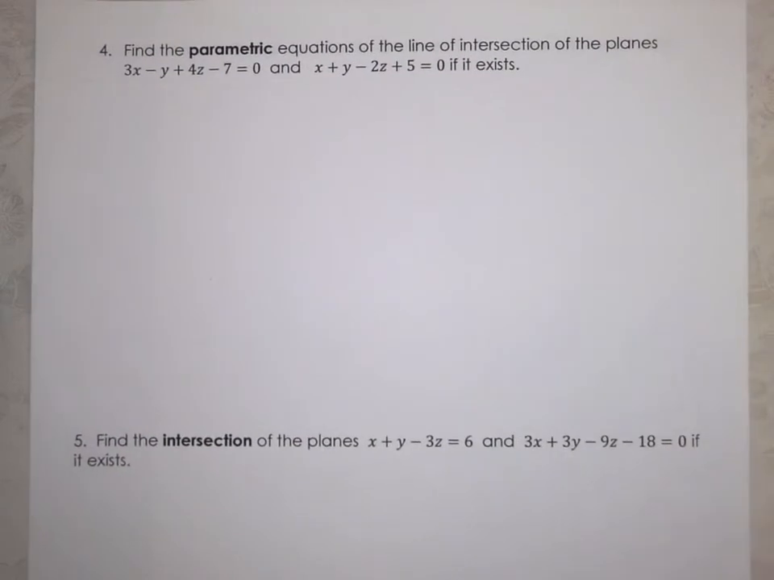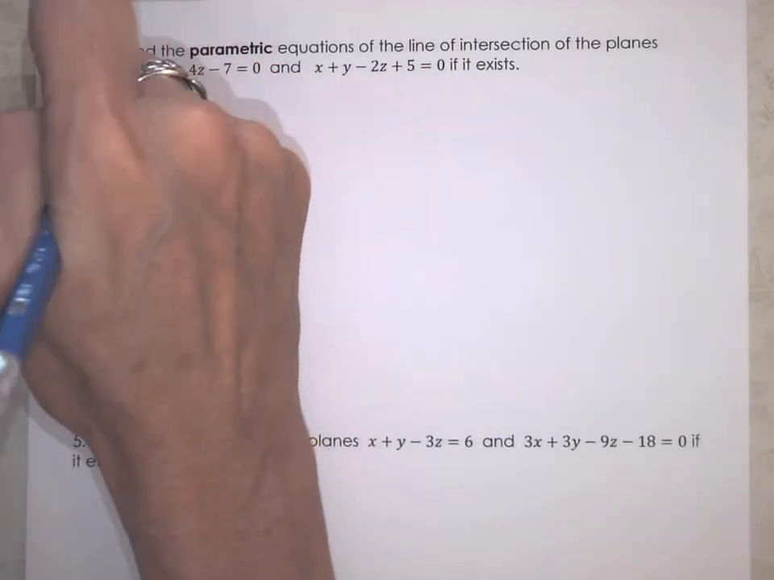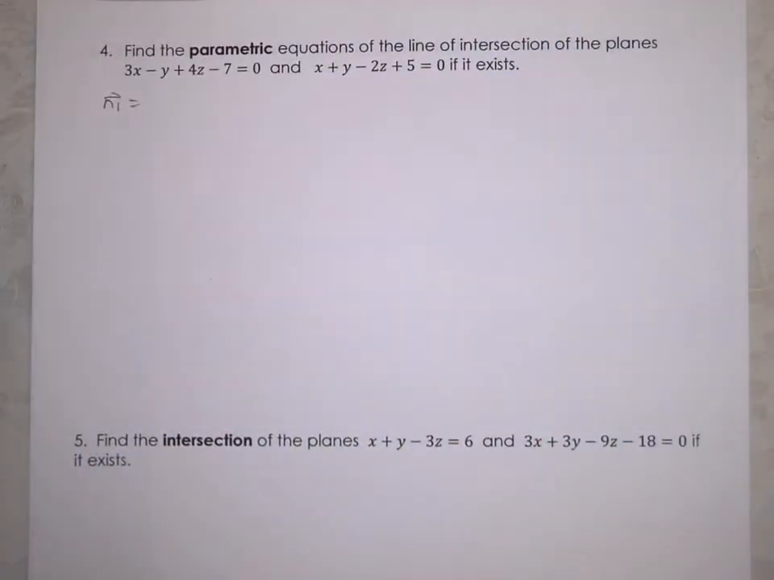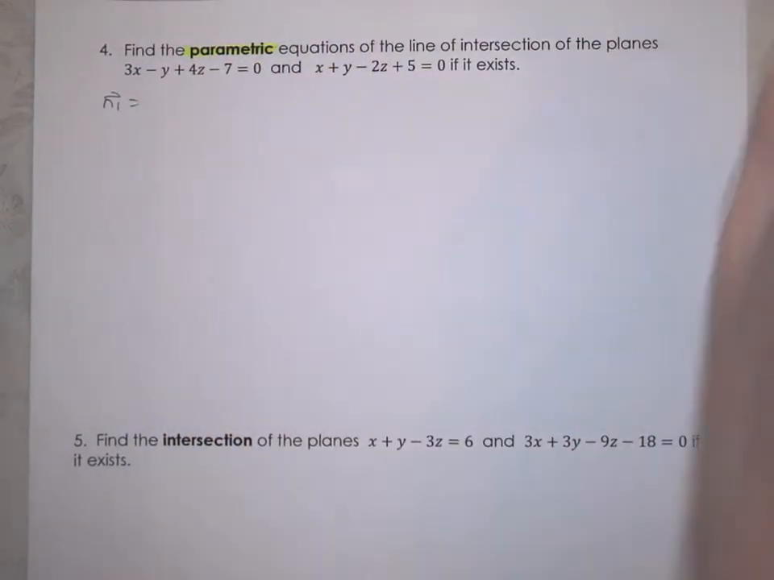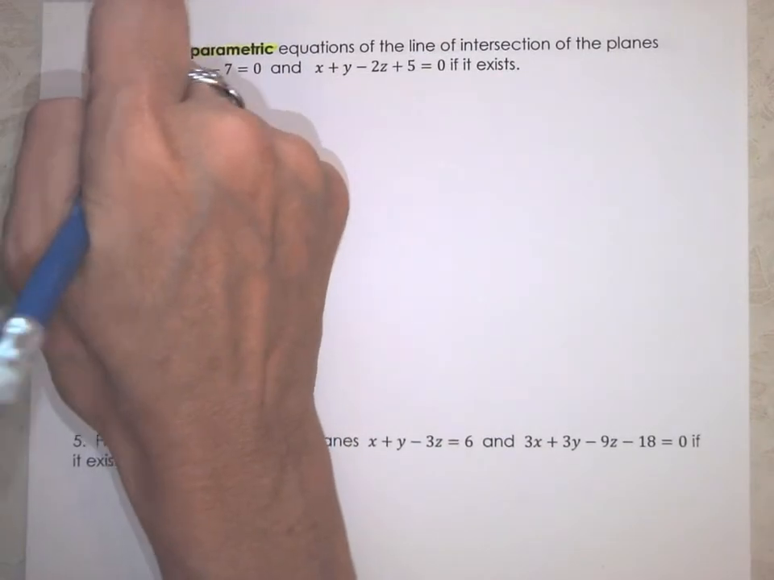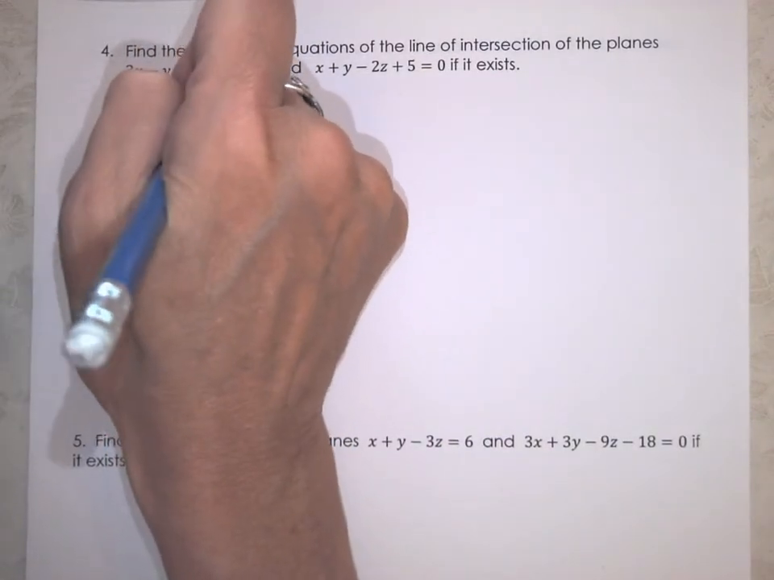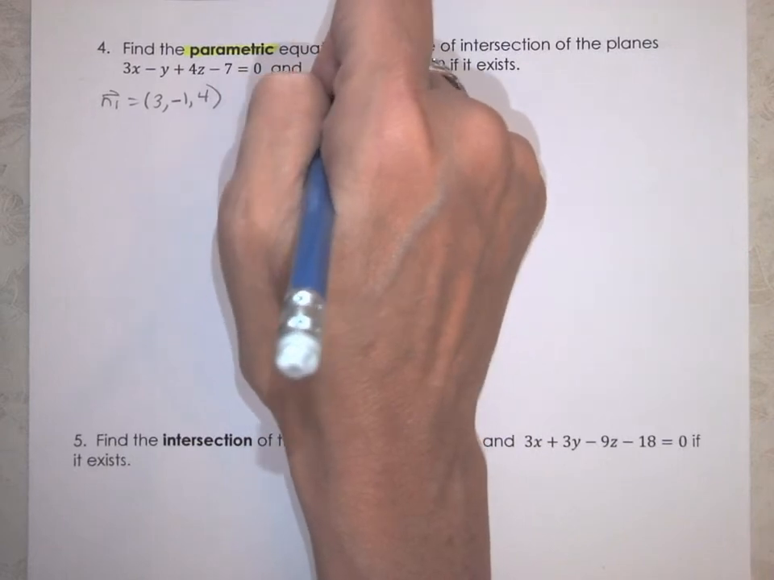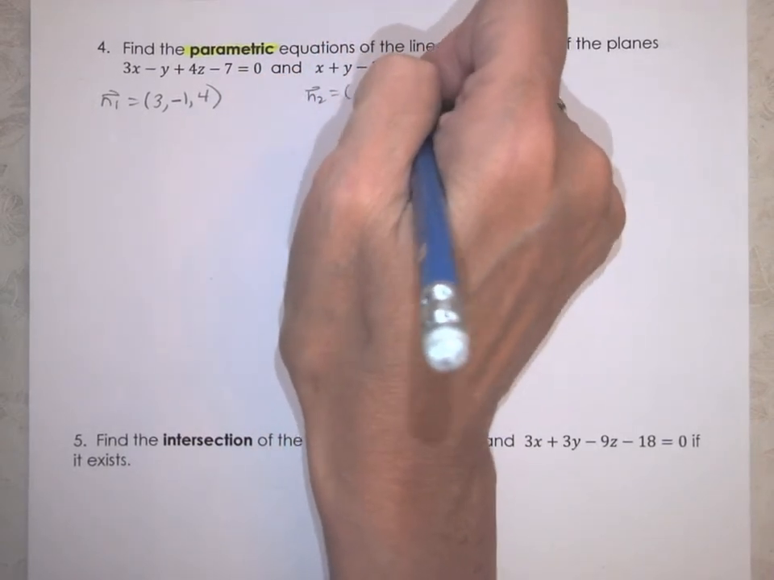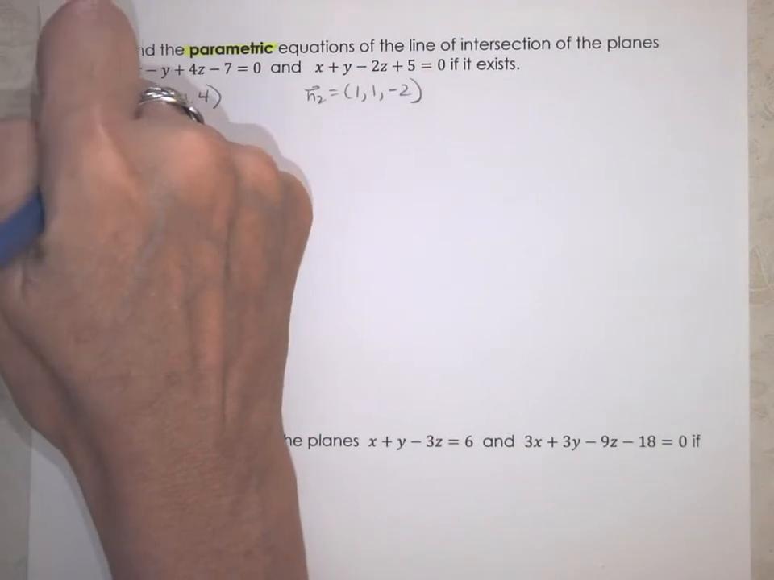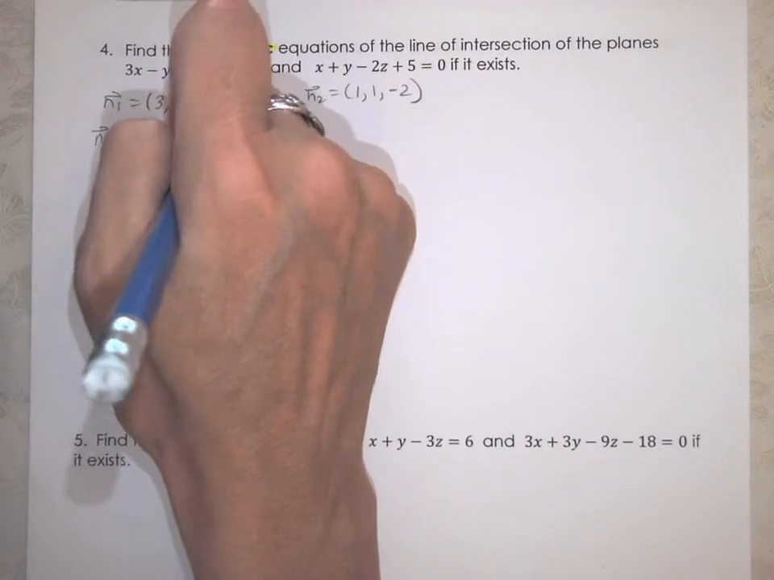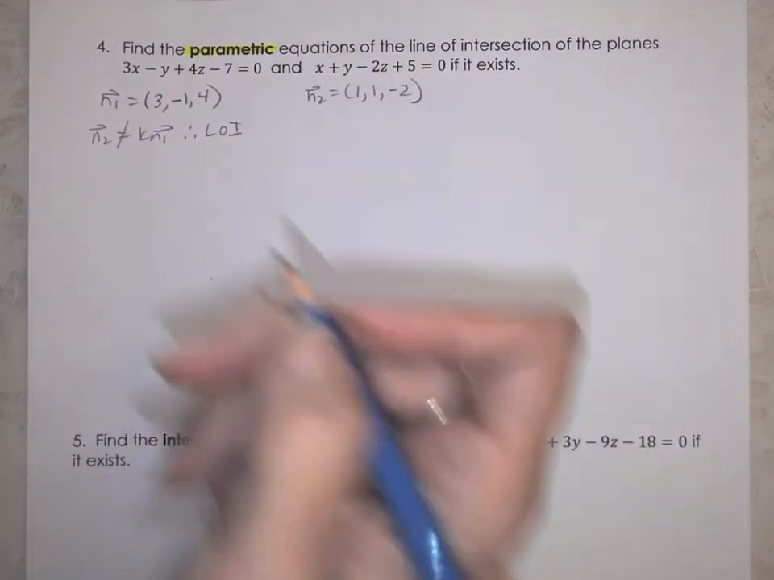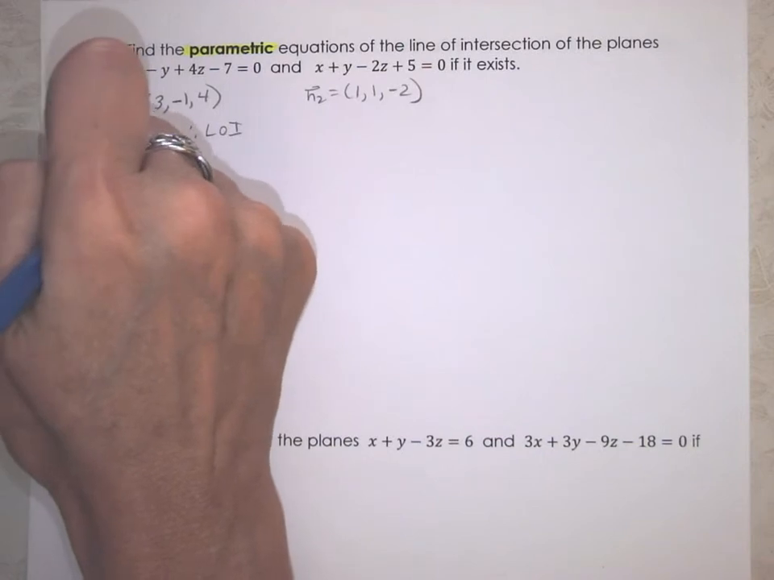Question 4, find the parametric equations of the line of intersection of the planes if it exists. So we'll look at the normals. Remember it says parametric here, so sometimes you can forget little subtle things like that by the time you're at the end of the question. One normal is 3, -1, 4, and our second normal is 1, 1, -2. I can see they're not scalar multiples, so n2 does not equal a scalar multiple of n1. Therefore we know there's a line of intersection. If we want its direction, we're going to find the cross product of the normals.